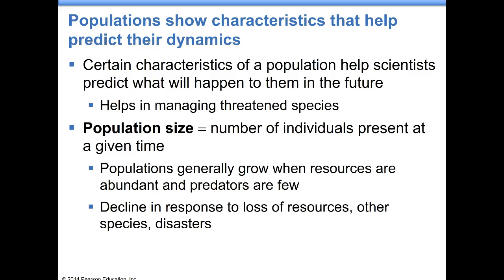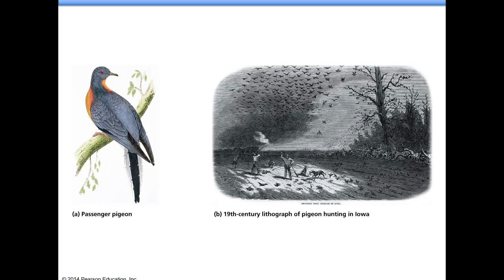We also look at population size, how it declines in response to loss of resources. We can look at this in terms of natural disasters that happen, like Hurricane Sandy that happened a few years ago, or the introduction of other species that take up their place or use their resources. And we look at how that affects population size, and we use that in order to make the predictions.